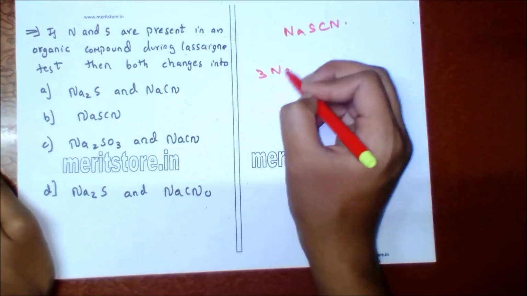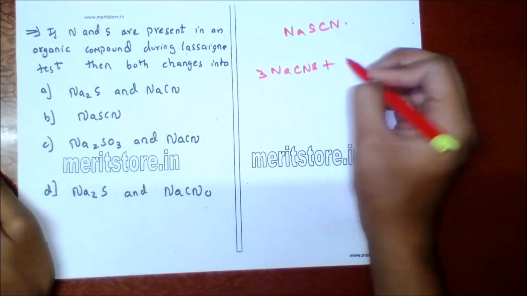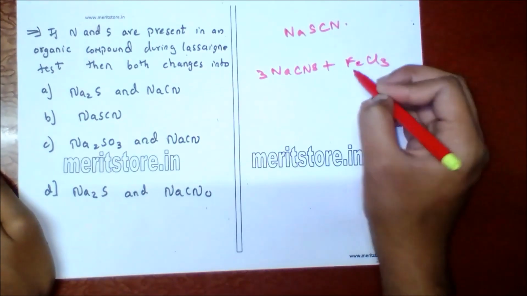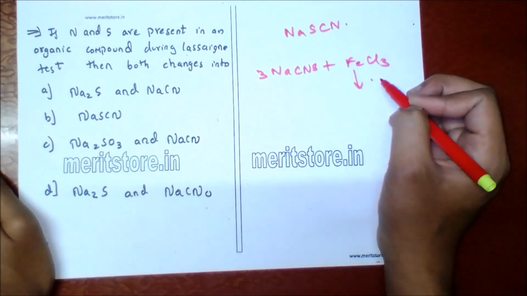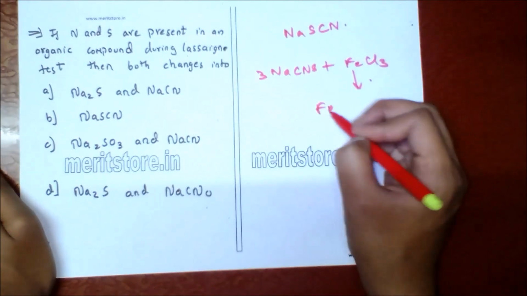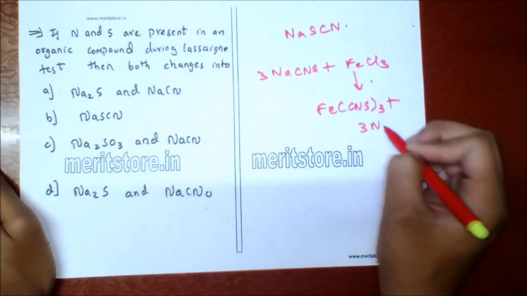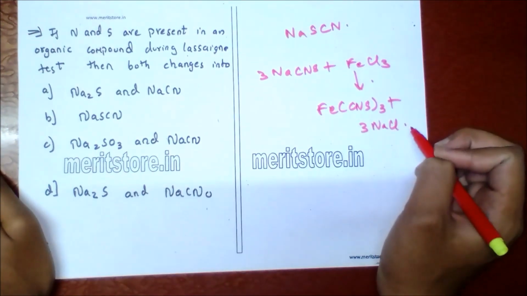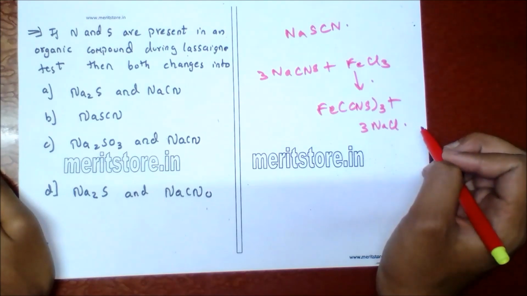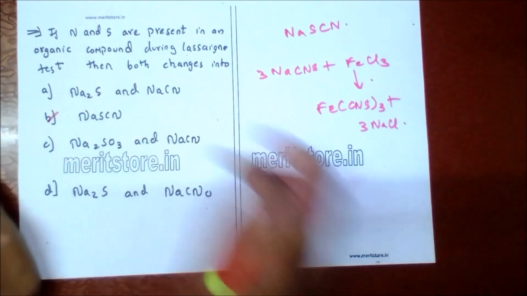It can be detected by NaSCN plus FeCl3, ferric chloride, which will give ferric sulfocyanide, Fe(SCN)3, plus 3 NaCl. So red coloration is formed. Option B is the correct answer.